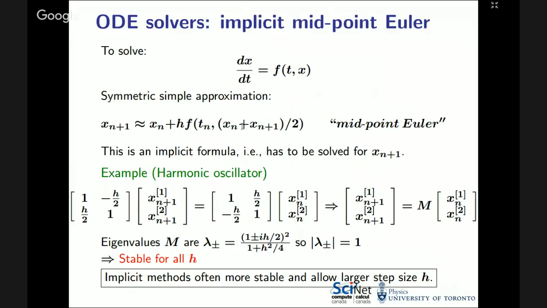So I'm taking the function not at the point xn, but at the midpoint. This turns out to be enough. I could do t at the half point too, but since t doesn't occur in f in this case, it doesn't matter. It's an implicit formula, right? So I have to solve this for xn plus 1. And if f is some nonlinear function, I'll have to use one of my fantastic root finding algorithms to do this. But in this case, it's linear, right?